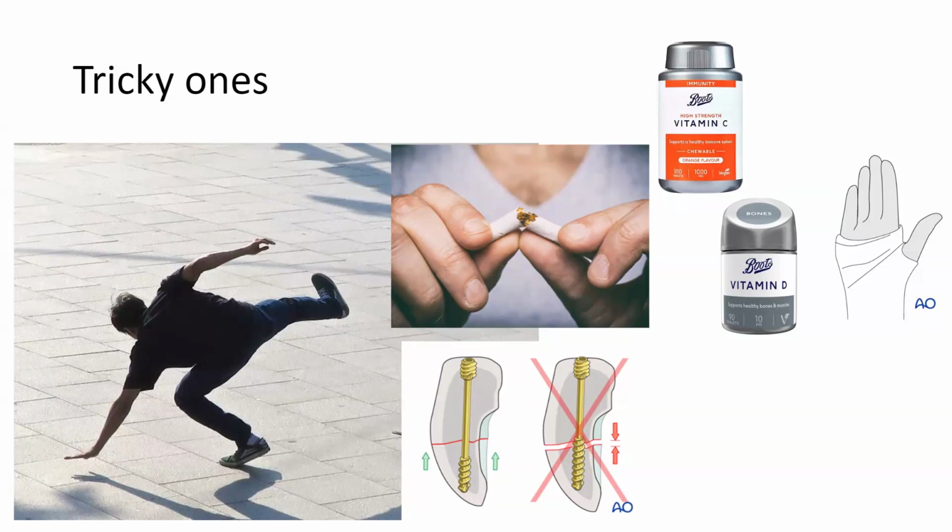Now, the reason why that other screw is not correctly placed is because the thread is still crossing the fracture line. So all that is doing is holding the fracture apart. It's not compressing anything. It's actually doing the opposite. It's keeping it apart, which is not helpful, obviously.